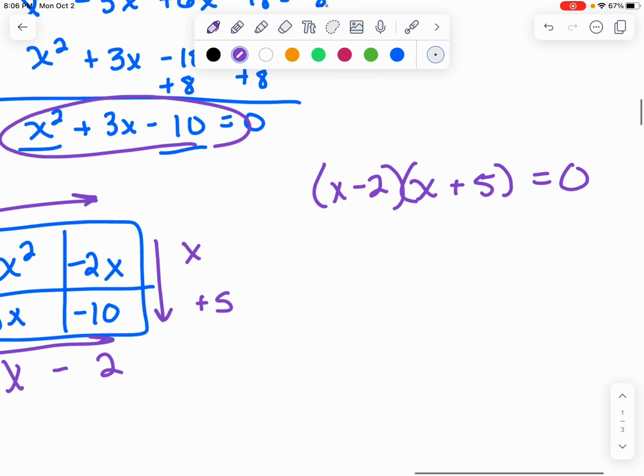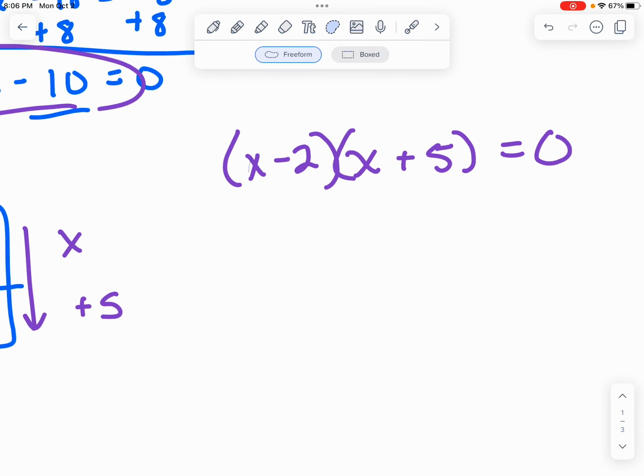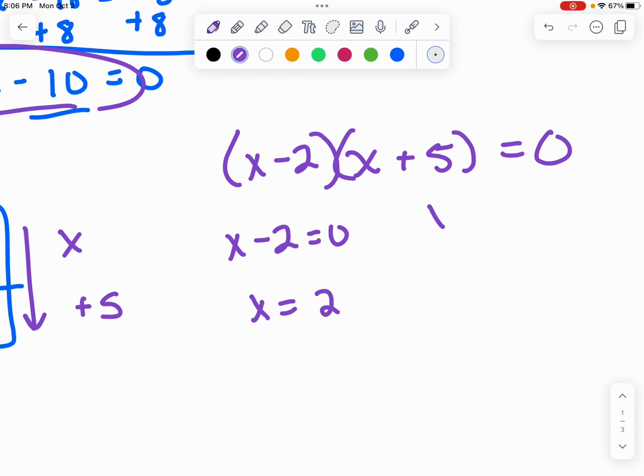Okay, now that we have it factored, what do we do with each factor? We set them equal to 0. I shouldn't say each factored term, they're each factors. So what does X equal here? X equals 2. And for this second one, what does X equal? Negative 5.